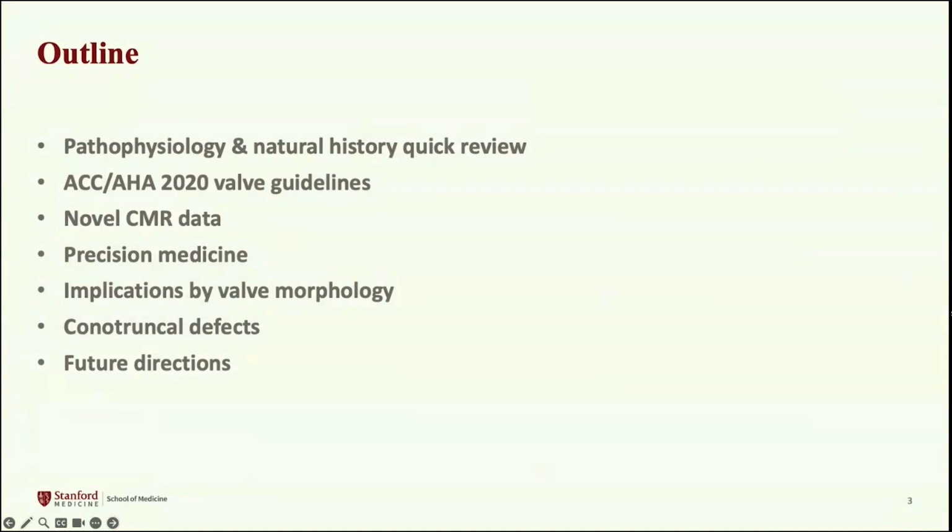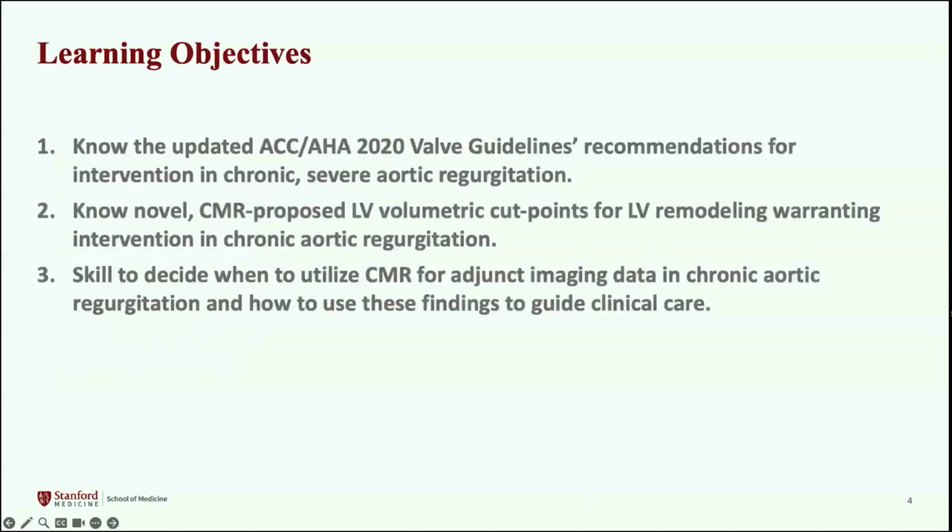Briefly, we'll cover the 2020 valve guidelines, some novel cardiac MRI data, talk a little bit about precision medicine, implications for valve morphology in terms of timing of intervention. And then as an ACHD doctor, you don't get away without me talking about a little bit of ACHD. So we'll talk about conotruncal defects and then some future directions towards the end.